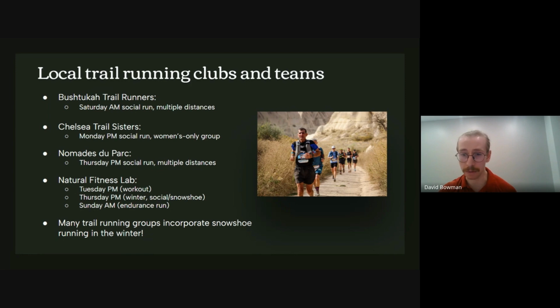So Natural Fitness Lab is probably the more advanced, maybe slightly less beginner-friendly group that I'm going to mention tonight. For some more advanced runners, they do have a Tuesday evening workout and then a Sunday morning endurance run. And these are both done on trails. They have added a Thursday evening run as well recently.